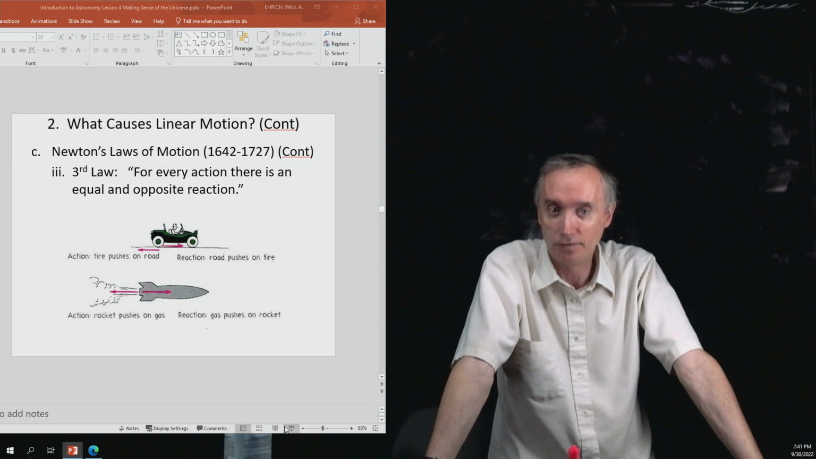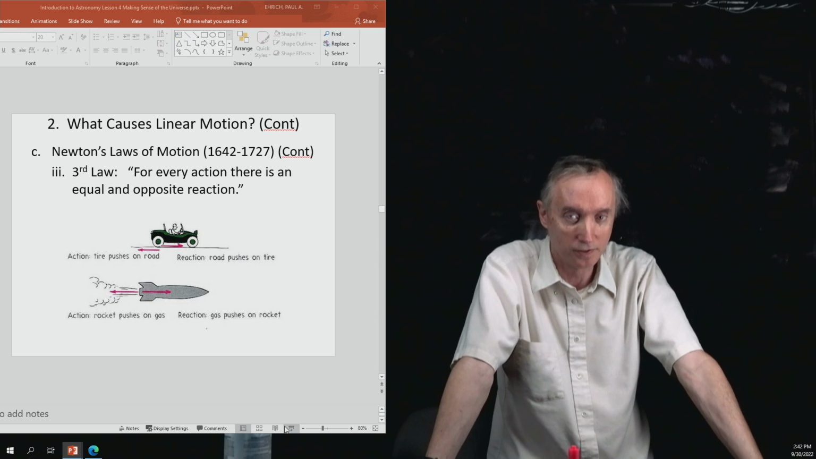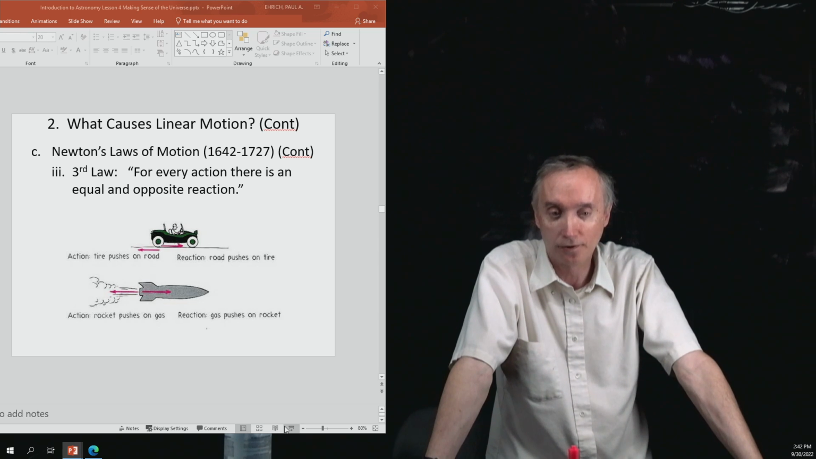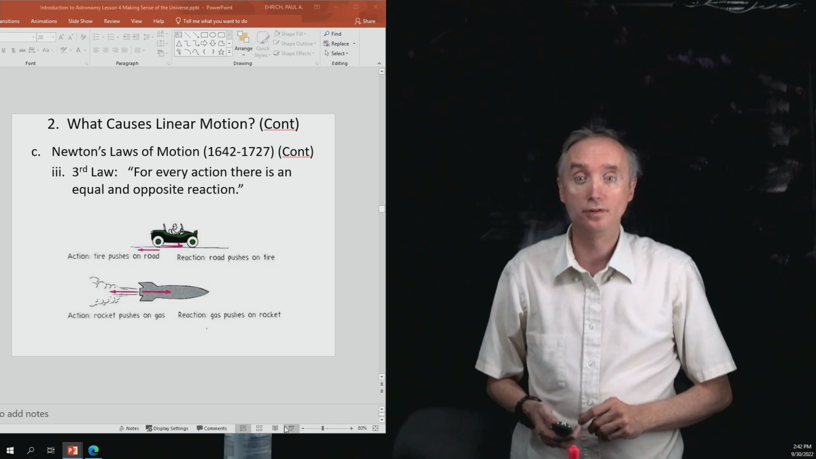Now, you know that they've done this. It's not the kind of thing that they put on the NASA website, but I am sure that they have conducted these private experiments up there in the International Space Station. Okay, so that is Newton's third law of motion.